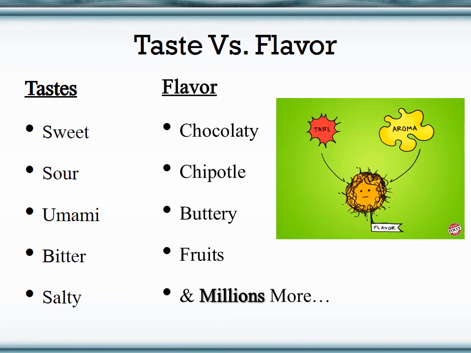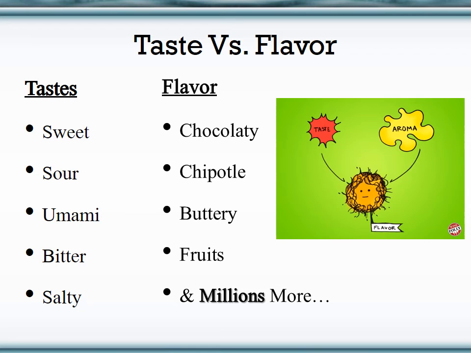Taste and flavor. They are often used as synonyms. For our class, it's very important to understand that those are 2 different words. So taste, we have those outlined in the left column: sweet, sour, umami, bitter, and salty. Flavor. Examples of flavors include chocolatey, chipotle, buttery, fruits, and many, many more. There are 5 tastes. There are millions of flavors.